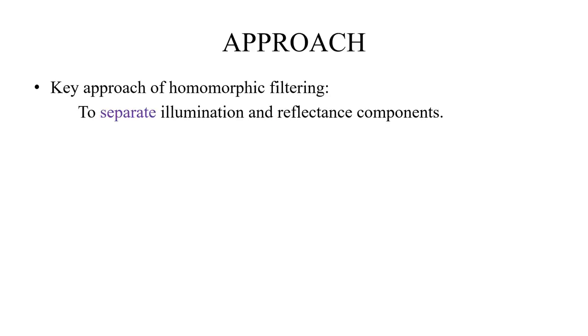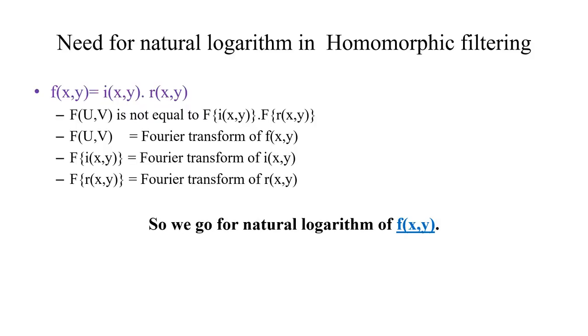What is the role of homomorphic filtering in the image enhancement process? It separates the illumination and reflectance components of an image. Now we have to apply the Fourier transform to the digital image f of xy, but that cannot be done directly. Only to a natural logarithm of an image can the Fourier transform be applied. So we go for ln of f of xy.